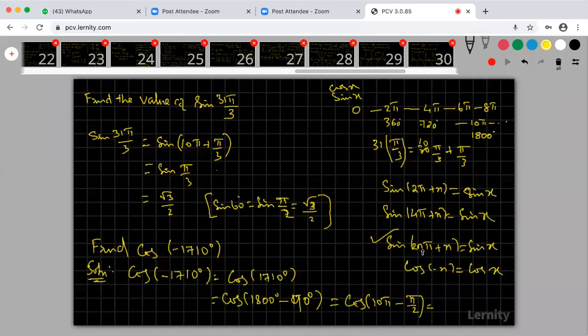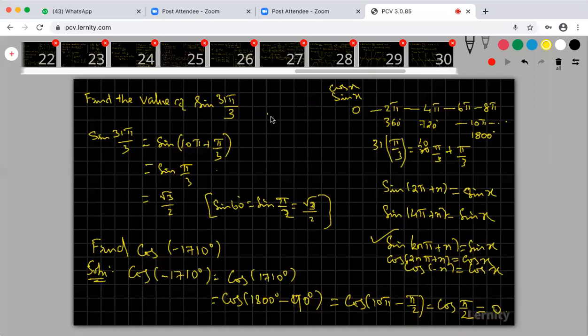Sine of 2n pi plus x is also sin x. Similarly, cos of 2n pi plus x is also cos x. Therefore, here it is again cos pi by 2. What is cos pi by 2 value? Cos 90 value is 0. Please note this.